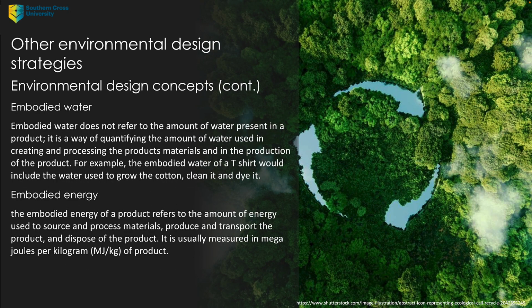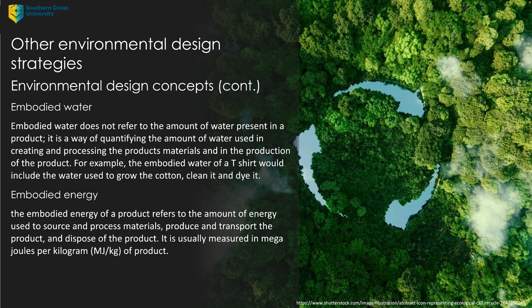Embodied water. Embodied water does not refer to the amount of water present in a product. It is a way of quantifying the amount of water used in creating and processing the product's materials and in the production of the product. For example, the embodied water of a t-shirt would include the water used to grow the cotton, clean it, and dye it. And, as an aside, a 500-gram shirt embodies approximately 4,100 litres of water.